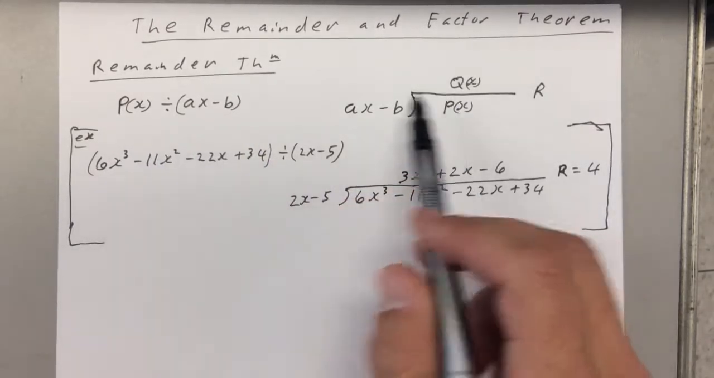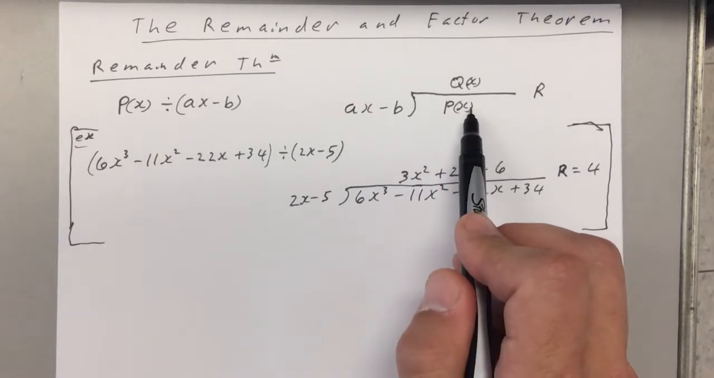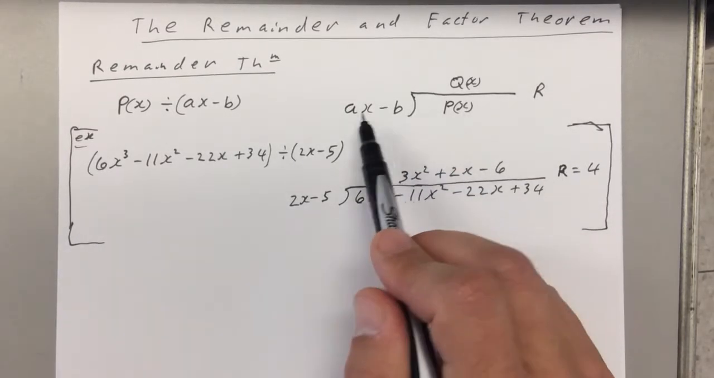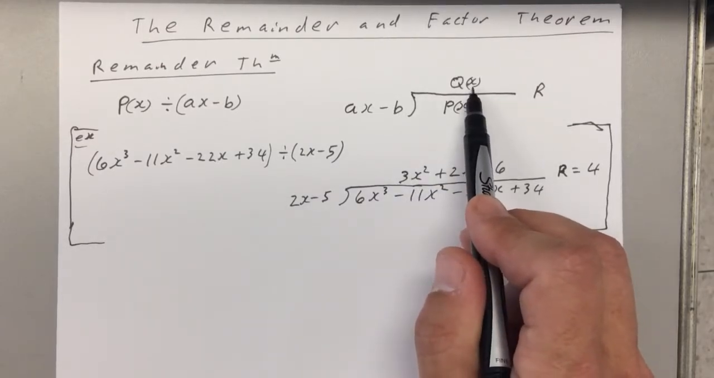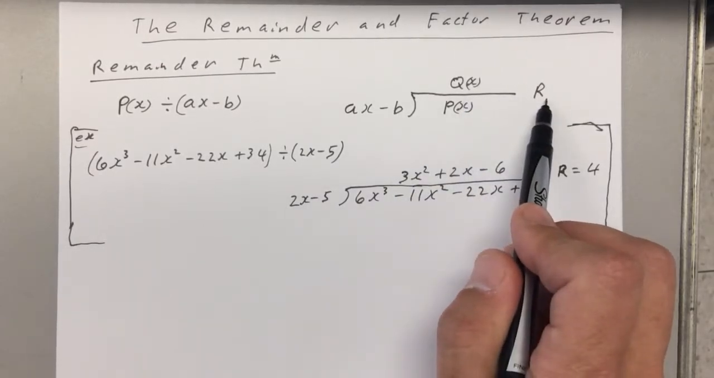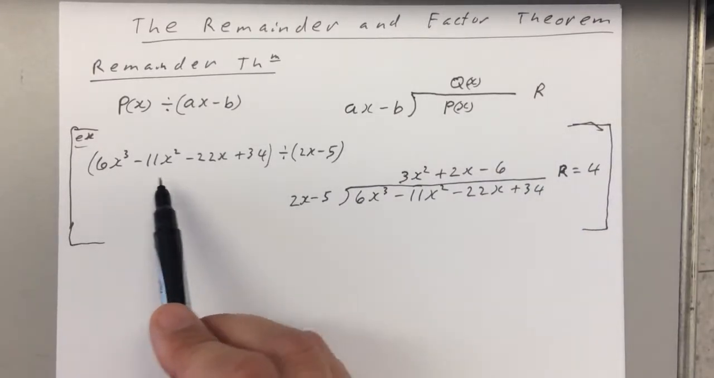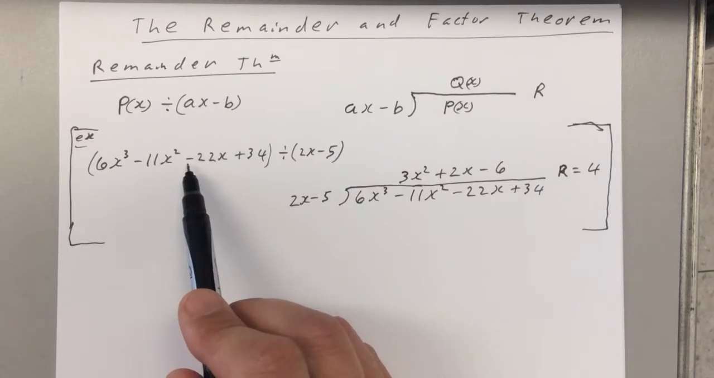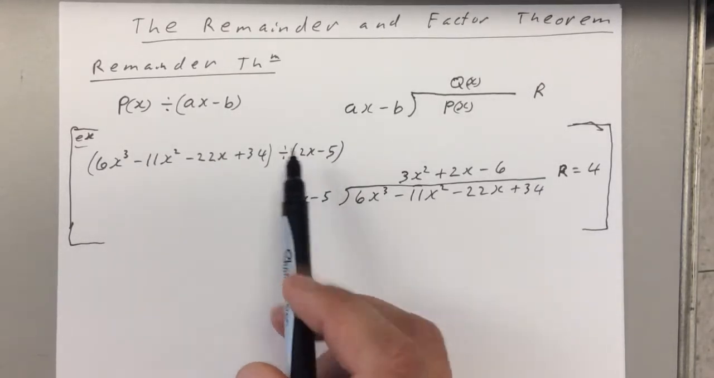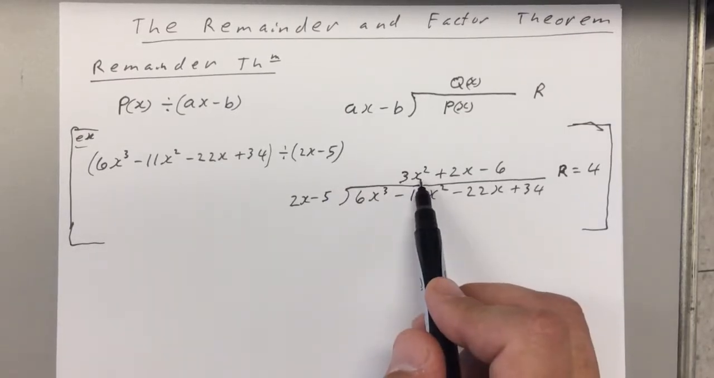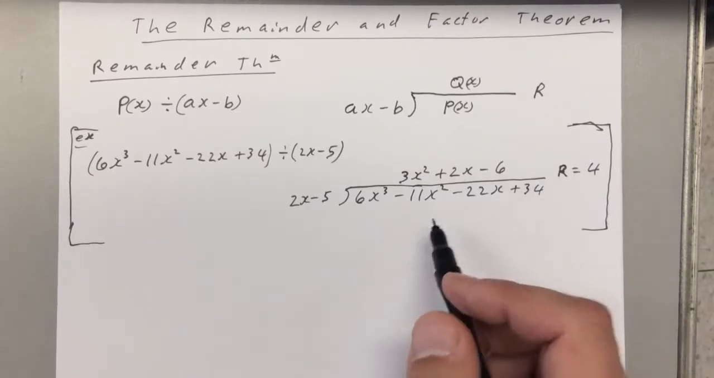So if we write it in our long division form, we'd have p of x, the polynomial, under the division sign, ax minus b on the outside, and we'd get a result of q of x with a remainder of r. For example, if we divided 6x cubed minus 11x squared minus 22x plus 34 by 2x minus 5, we'd get 3x squared plus 2x minus 6 with a remainder of 4. You can work that out yourself.